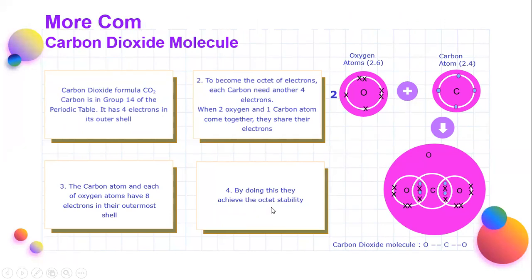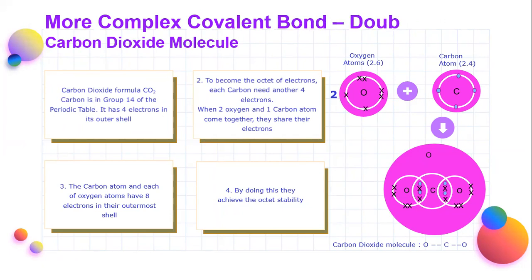And another example of a more complex covalent bond is the carbon dioxide molecule. The formula for carbon dioxide is CO2, which is one carbon atom and two oxygen atoms. And carbon, as you already learned, comes from group 14 of the periodic table, where it has 4 electrons in its outer shell.